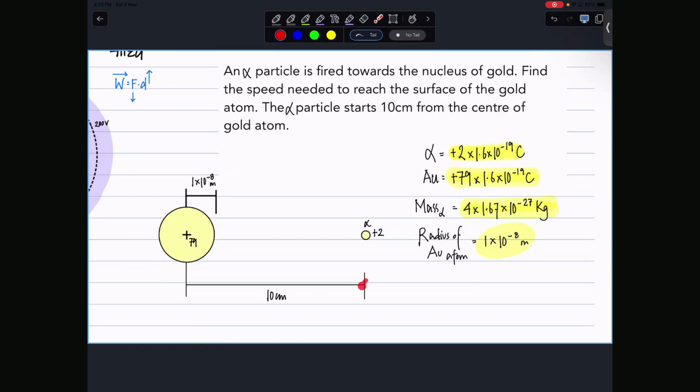So how much speed should my particle have so that it can go all the way and reach the surface of the gold atom? The surface. That's the question. Okay, are you okay with the question? I'm going to fire an alpha particle.